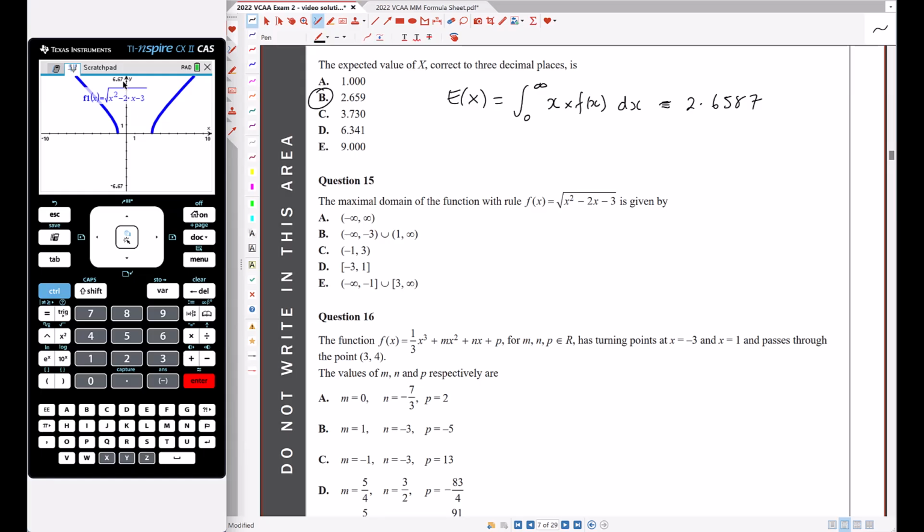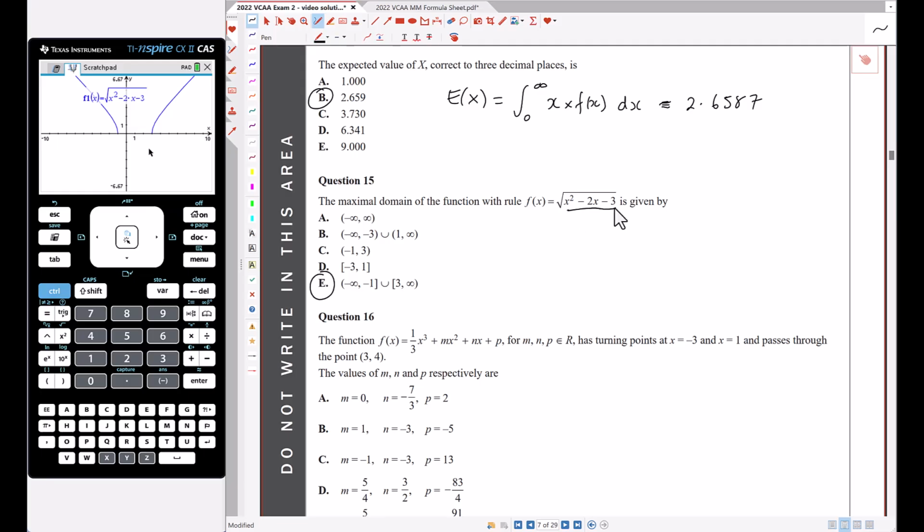And so we can see pretty clearly that there looks like there's x-intercepts at -1 and +3. We could probably get our CAS to check that. F1 at -1 is 0 and F1 at +3 is also 0. So yes, there are x-intercepts there. And we can see that the maximal domain is from -infinity up to -1, including -1, and then from +3 up to infinity. So we can see that it's E just from a simple graph sketch.